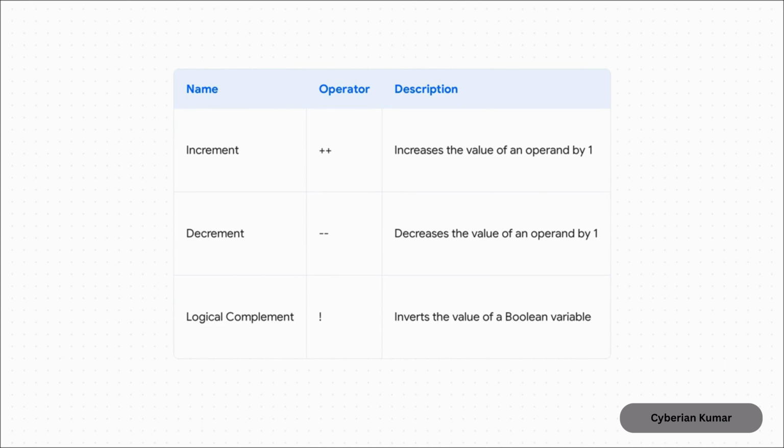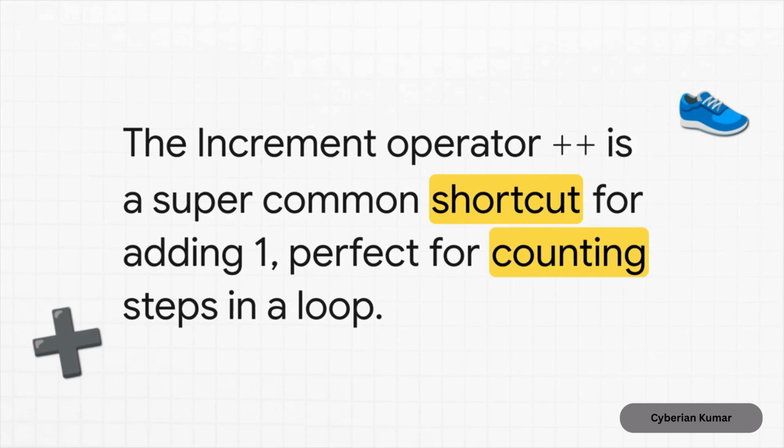And then there's the logical not operator, that exclamation point, which just flips a true value to false or a false value to true. Let's focus on that increment operator, plus plus, for a second.